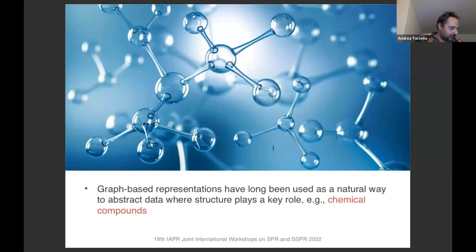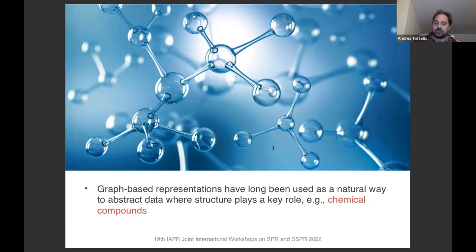What is the problem here? Of course, we have graph representations, which have been used extensively. Basically, they represent a natural way to abstract data any time the observables are entities and relationships, rather than just a clear vectorial representation of observables. This is quite common in a lot of fields. You can have chemical compounds, protein-protein interactions or biological pathways, social networks, ethological networks. So graph structures and graph-based representations are natural descriptors of a lot of different phenomena.